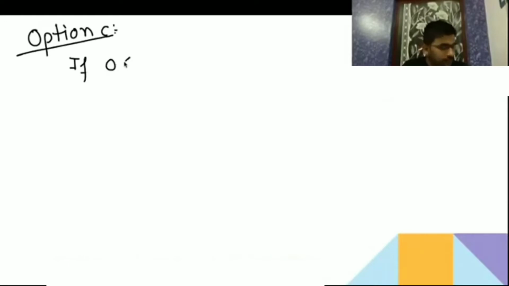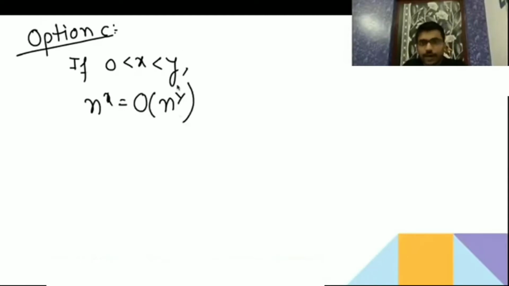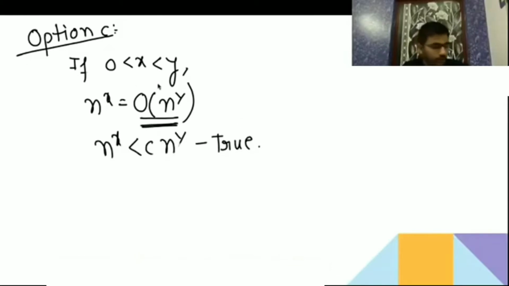Option C is saying if 0 is smaller than x is smaller than y, then n to the power x is equal to big O of n to the power y. If correct, this y term is greater than x term, so it is going to be the greater one only. It is going to be smaller than n to the power y, so it is true. So this option is not false, so that's why it is not going to be the option.